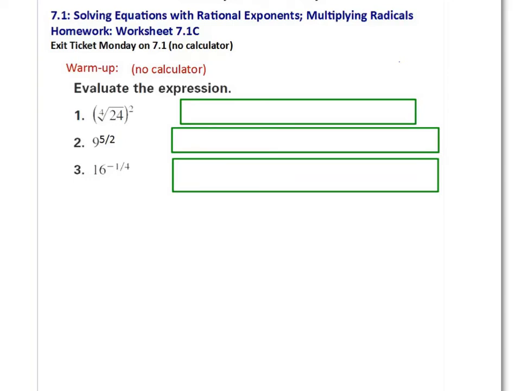Okay, we're going to pause the video here in a moment for you to write down these 3 problems and try them. And then once you're finished, we'll unpause it and you can watch me doing the solutions.